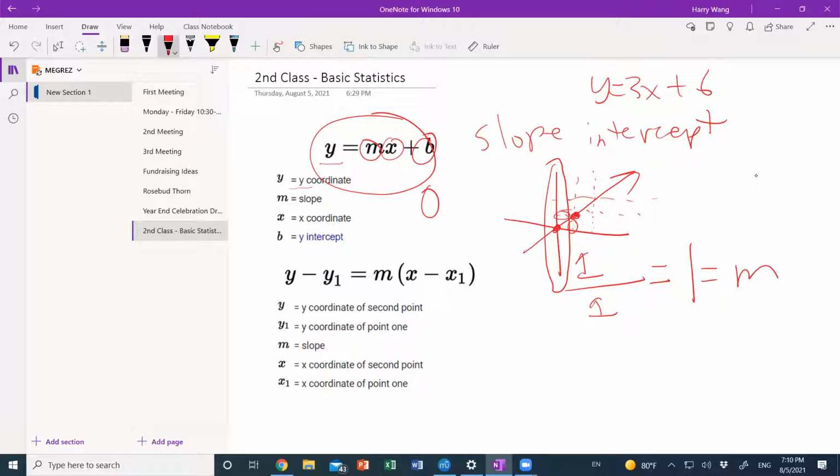So I'm now going to ask some questions. For this equation here specifically, can anyone tell me what is the m value? What is the slope of this line represented by this equation? I've called on Jerry quite a few times. I'm going to wait for someone else.